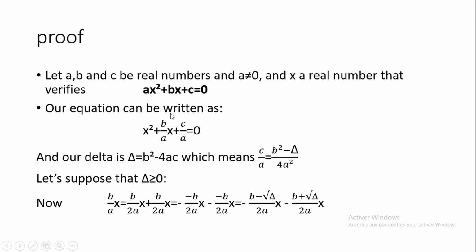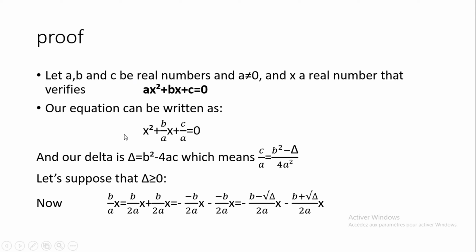Our equation can be written as x squared plus b over a x plus c over a equals 0. We just divide it by a. Can we divide by a? Sure we can, because as we said, a is different from 0. We can never ever divide by a number that is equal to 0.